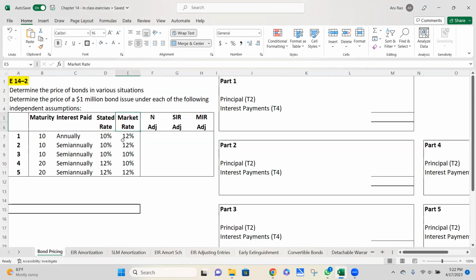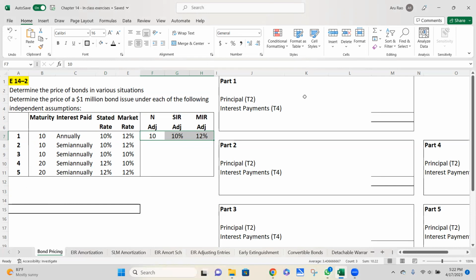On the day of issue, the market rate is 12%. It's more than what I'm offering. Therefore, what we know is I will have to sell my bonds at a discount. Let's see if this works out or not. Again, if it's annual interest, no adjustments, so these numbers just stay the same. I'll explain the others as we come to those other situations.